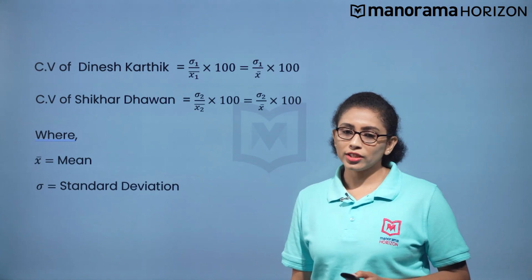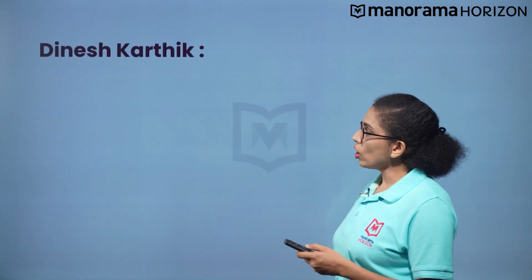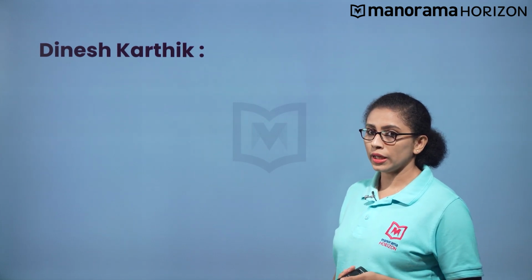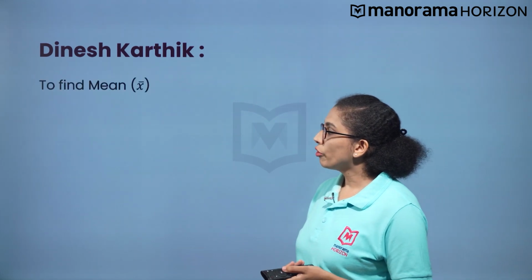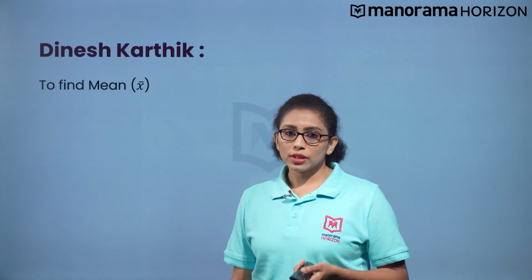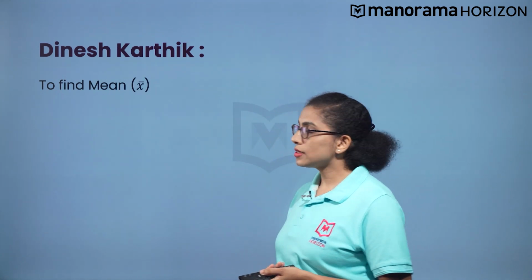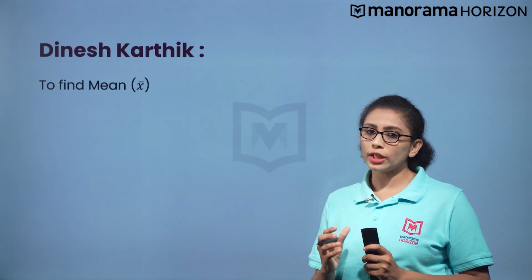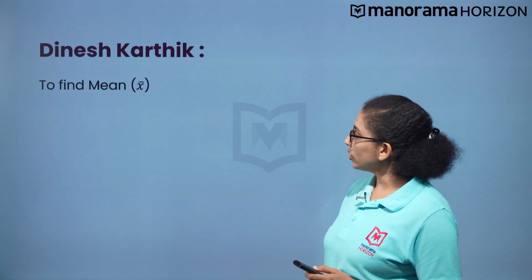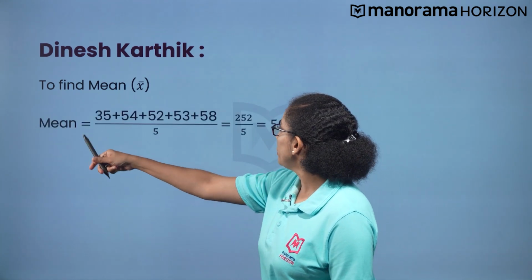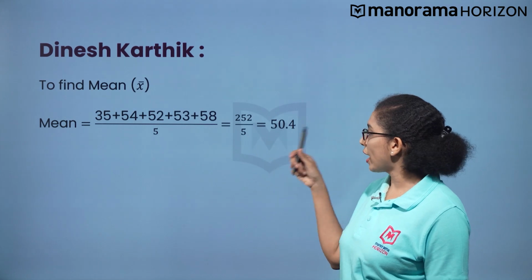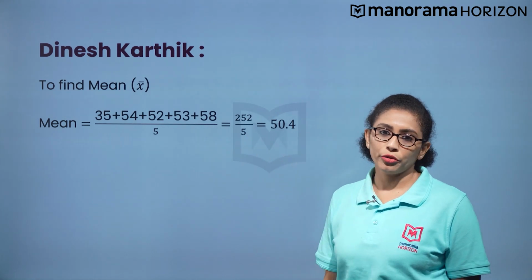Now, let's find it one by one. First, we will calculate the CV of Dinesh Karthik. For that, we need to determine the mean. The mean is found using the equation, that is sum of observations divided by total number of observations. Putting the values, we get the mean as 252 by 5, which is equal to 50.4.